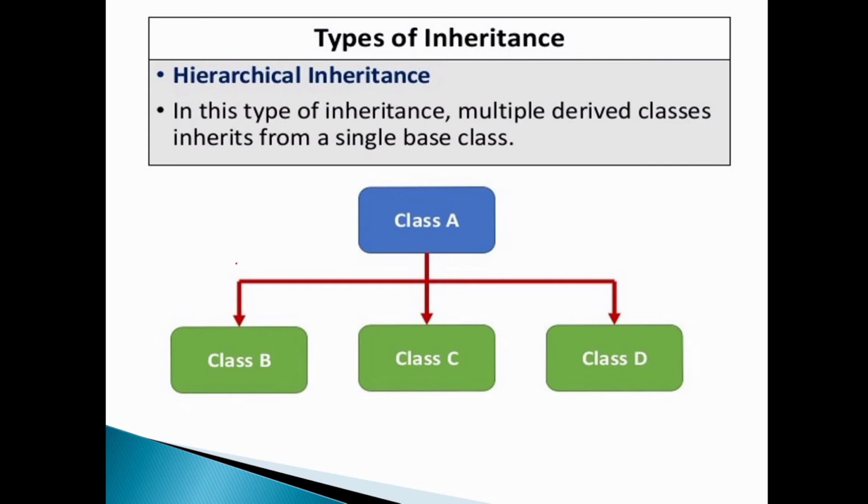See, when one base class is derived by more than one subclass, you can say, class A is a base class, and class B, class C, and class D are the derived classes. So B, C, and D all are accessing class A. So more than one derived class accessing one base class is hierarchical inheritance.